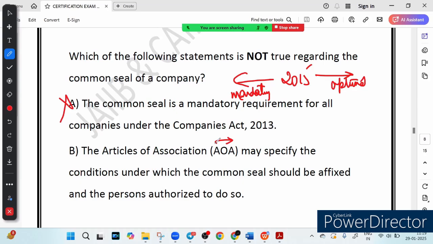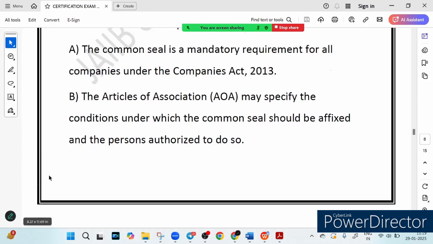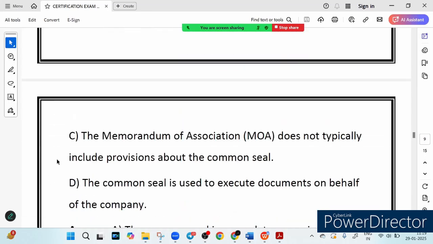So this is point number B. Point number C says that MOA is called Memorandum of Association. So MOA does not typically provide provision about the common seal. So this statement is true.